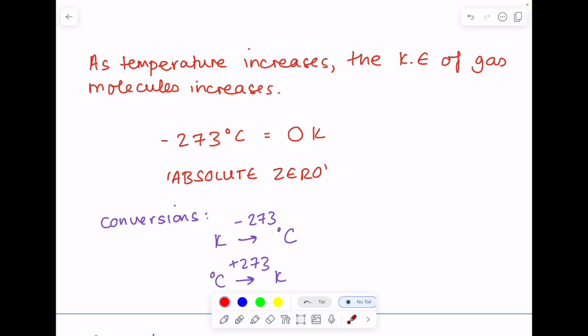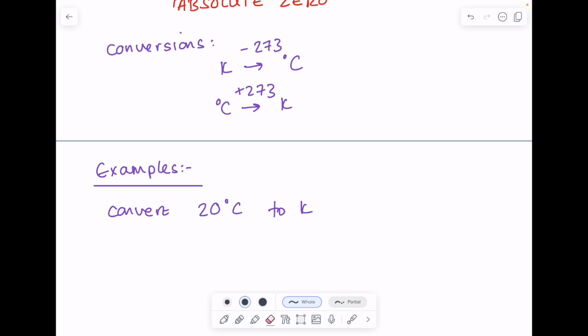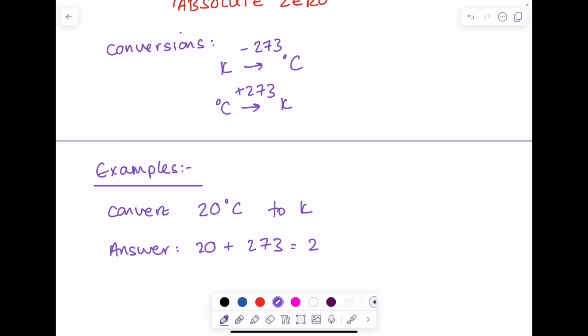Let's look at how we convert between our temperature units. If you want to go from Kelvin to degrees Celsius, you need to minus 273. If you want to go from degrees Celsius to Kelvin, you need to add 273. So in this example, we're being asked to convert room temperature, which is 20 degrees Celsius, to Kelvin. What do we have to do? We need to add 273 to get an answer of 293 Kelvin.